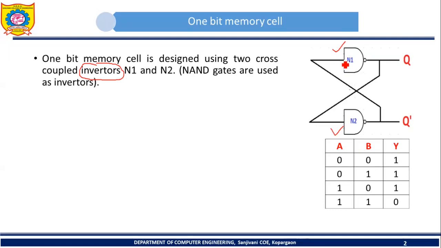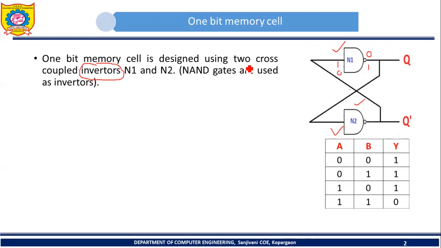See here, you can find only one input. It means we have connected both inputs of the NAND gate together. That's why this particular NAND gate will act as an inverter. It will act as an inverter, meaning here if I give 1, then the output of this NAND gate will be 0. If I give input 0, then the output of this NAND gate will be 1. Similarly, NAND gate N2 is also going to act as an inverter.